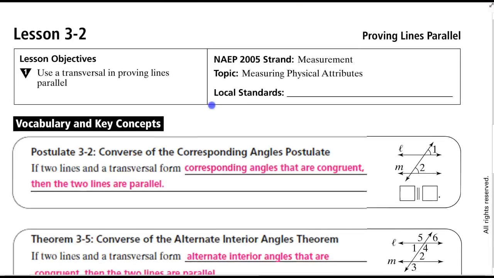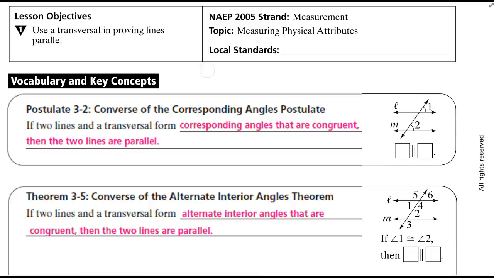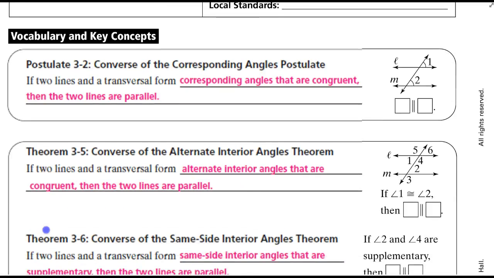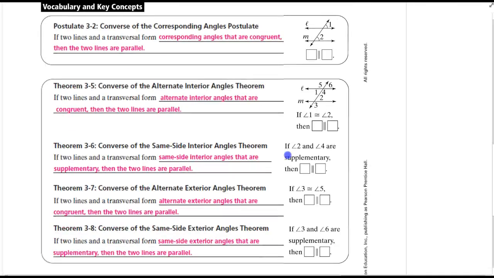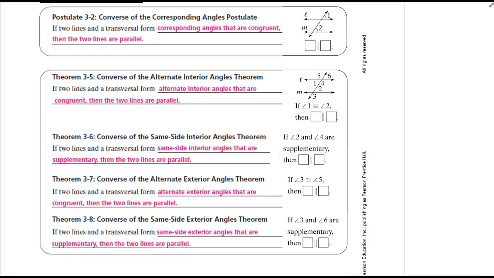So here we go. Here it is. Finally, page 52. I'm going to zoom out so you can see all of these all at once. Pause the video while you copy these statements into your notes. And it's just like what we thought. If two lines in a transversal form, I know that's a lot of lingo. We're going to leave that out pretty soon. If corresponding angles are congruent, then the two lines are parallel.